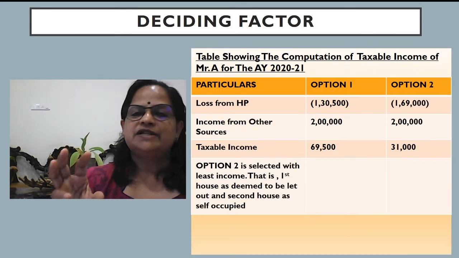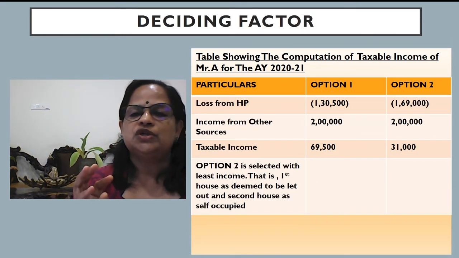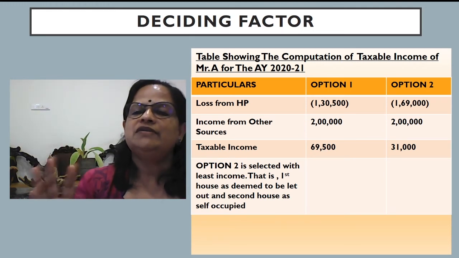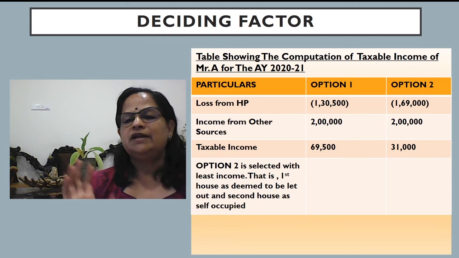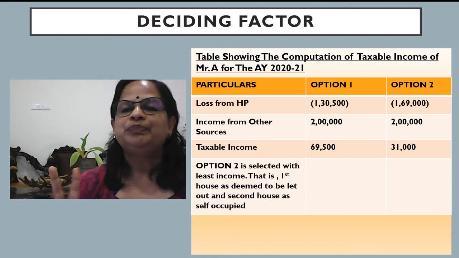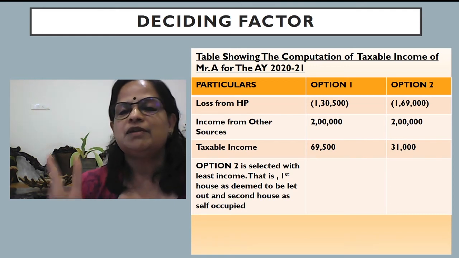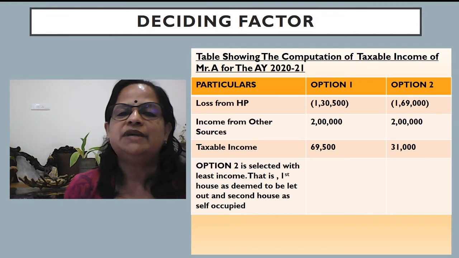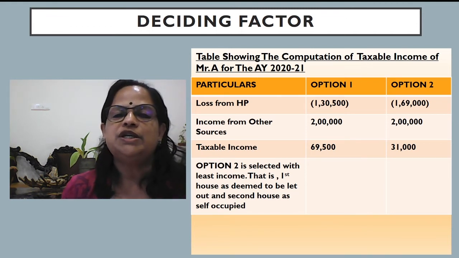Now deciding factor, because income from other sources is also there. So you have to see both the options and see which one is giving least tax liability for the person, that they will accept as the self-occupied house property and let out house property. Because two houses, income tax department will not allow as self-occupied. So table showing the computation of taxable income of Mr. A for the assessment year 2021.